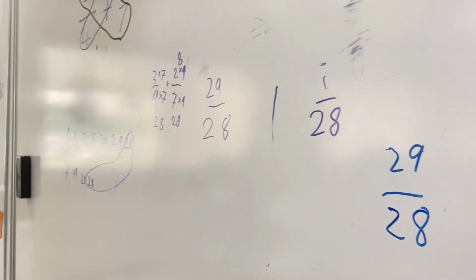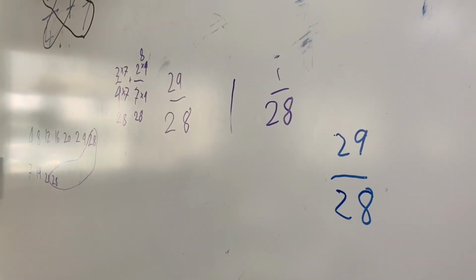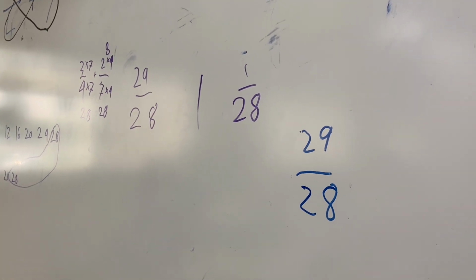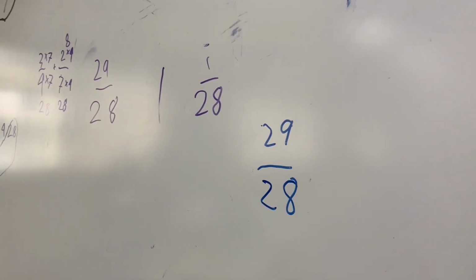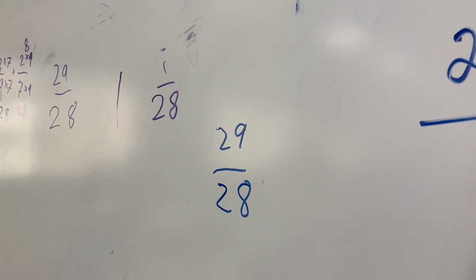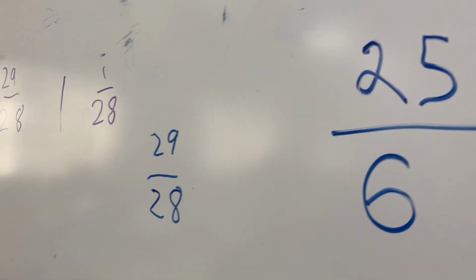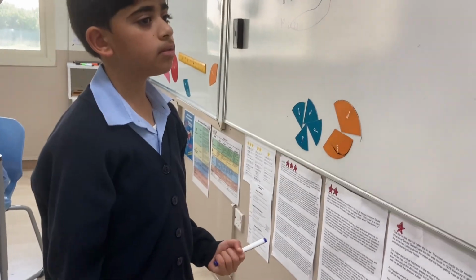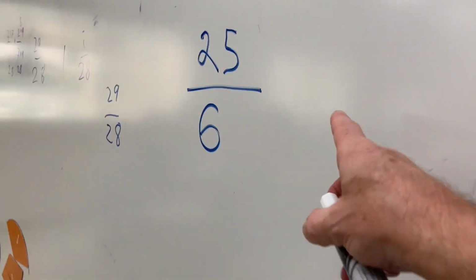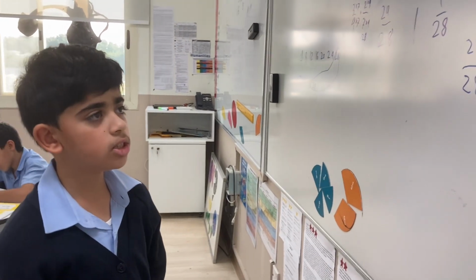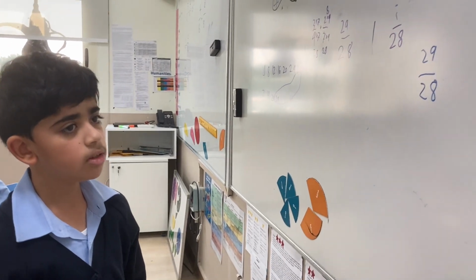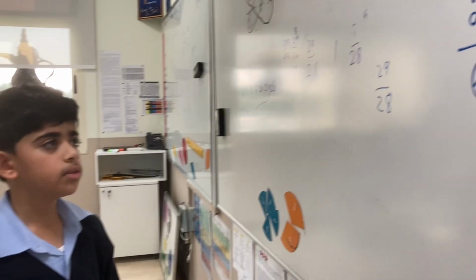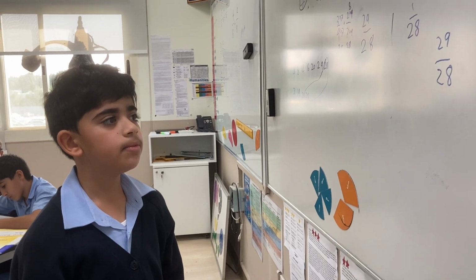I'm going to test you. I'm going to see if I give you another one. Going to test your multiplication here. If your answer was 25 out of 6, 25/6, could you turn that number or fraction? Is this a mixed fraction or an improper fraction? Improper. Why? Because the numerator is bigger than the denominator. Excellent. Do you know how to turn that into a mixed number?